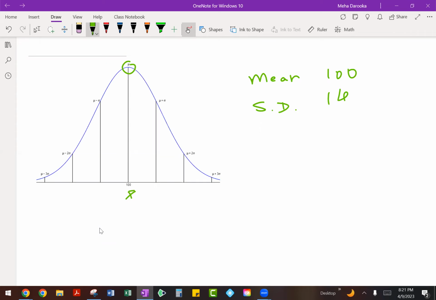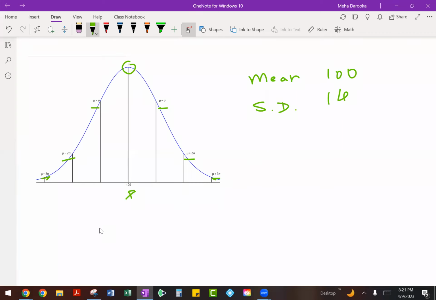If you add or subtract the standard deviation once from the mean, you are one standard deviation away from the mean. If you add and subtract the standard deviation 2 times, so you take your mean and subtract the standard deviation one more time, or add it twice, that will take you 2 standard deviations above and below the mean. And if you add or subtract your standard deviation 3 times, then you are 3 standard deviations above or below the mean.